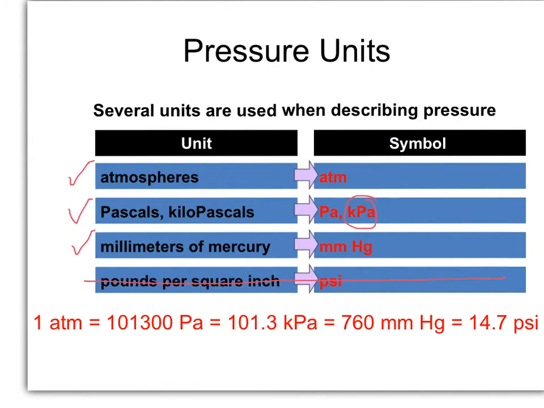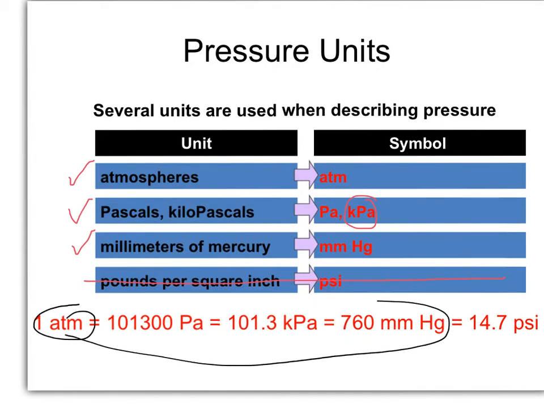Down at the bottom, we have a very large conversion factor. And basically, every one of these values is equal to each other. So we could say that 1 atmosphere is equal to 101,300 pascals. We could say 101.3 kilopascals equals 760 millimeters of mercury. We could say 1 ATM equals 760 millimeters of mercury, and so forth.